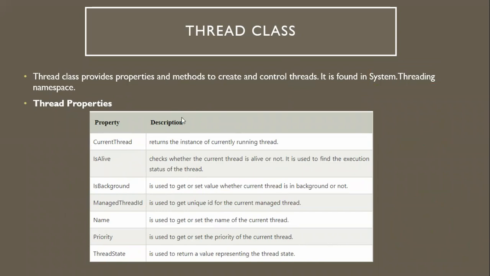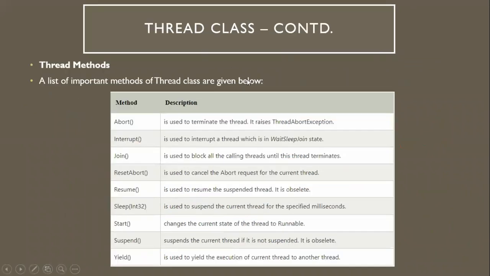Similarly, you have methods of the thread class. That's the next slide. This is a list of important methods of the thread class. The Abort method: what does this method do? It is used to terminate the thread. It raises this exception. If you use the Abort method, it's going to raise an exception. It's used to terminate the thread abruptly. Then Interrupt is used to interrupt a thread which is in a wait, sleep or join state.